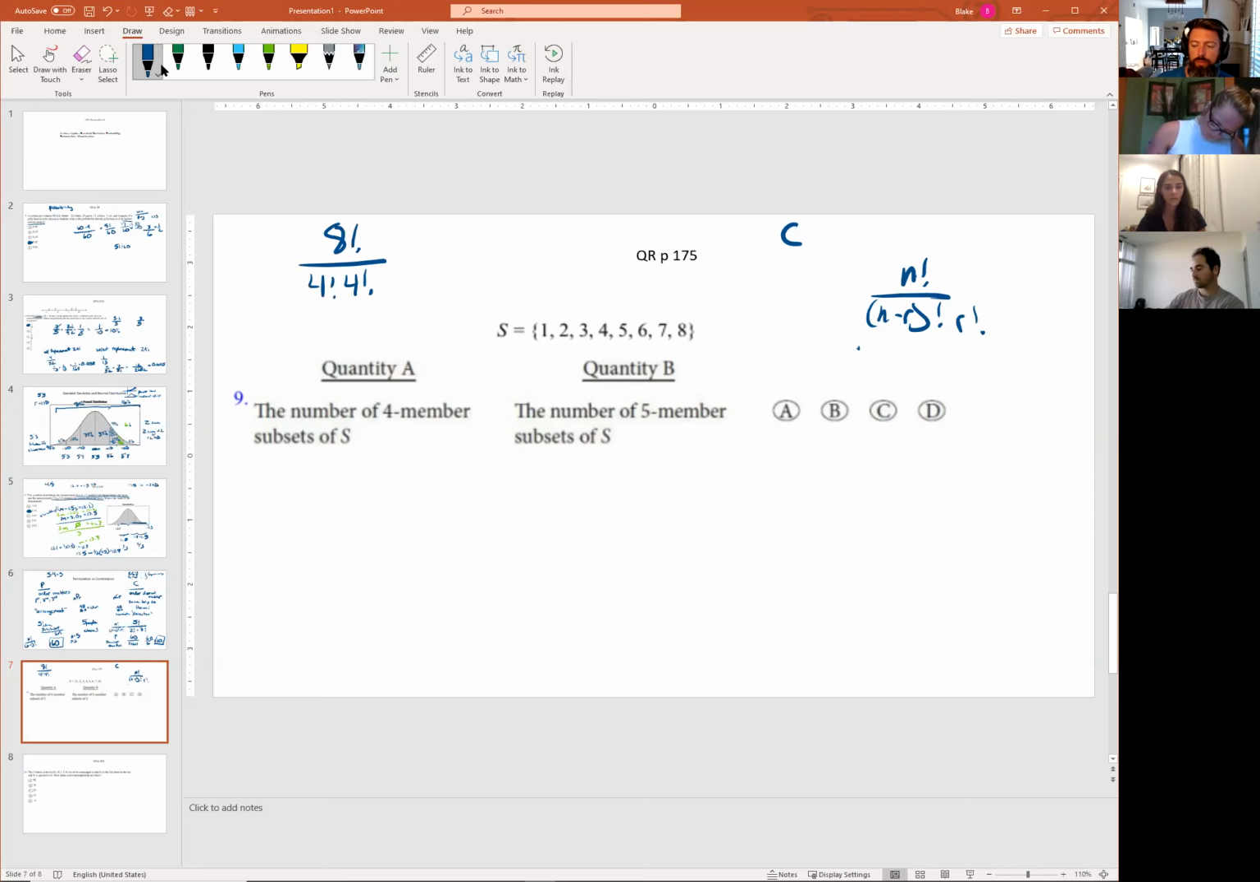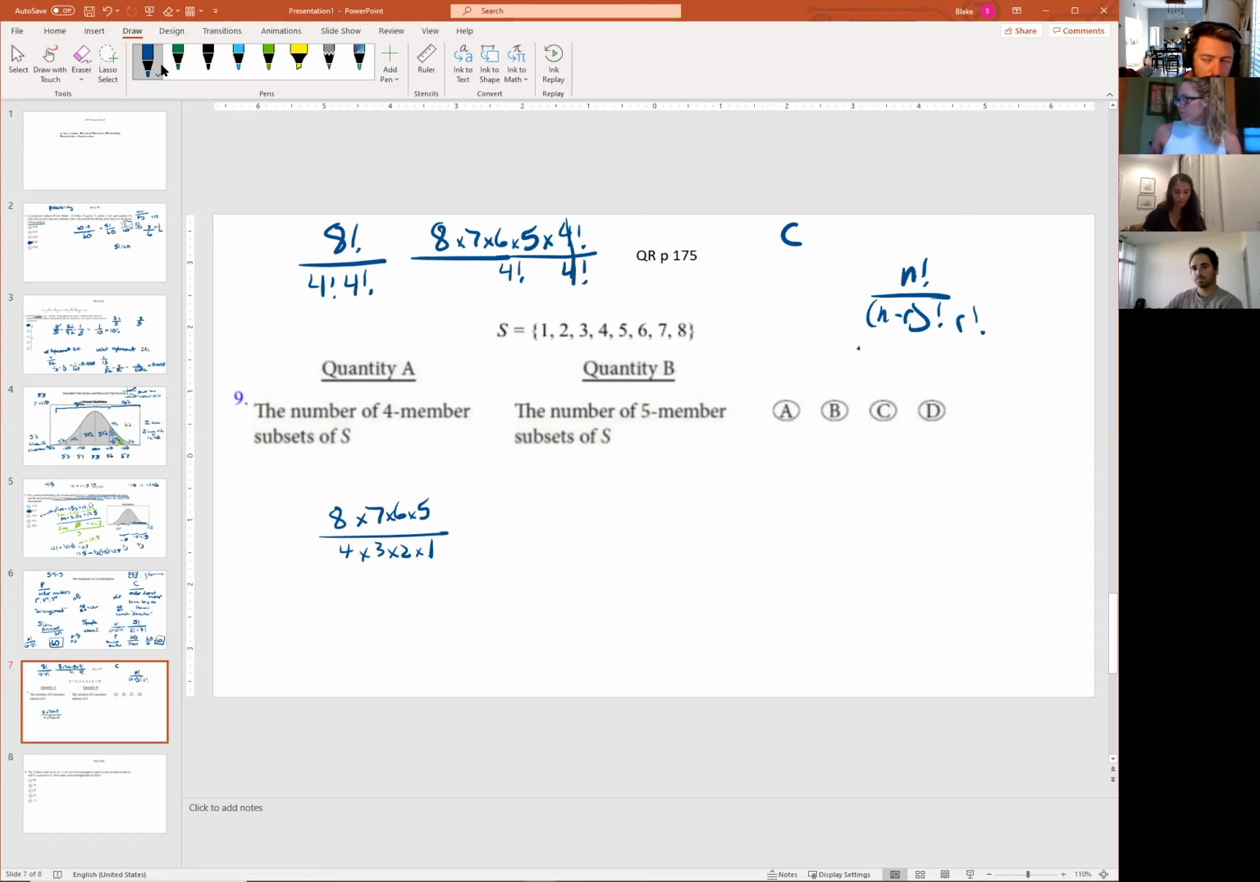We can multiply all this out if we want to, but that's kind of a pain. So what we'll do is say 8 factorial is 8 times 7 times 6 times 5 times, and then instead of doing 4 times 3 times 2 times 1, let's just say times 4 factorial. So we're expanding this, but not all the way, because 4 factorial and 4 factorial now cancel. And if we do that, we've got 8 times 7 times 6 times 5 over 4 times 3 times 2 times 1.